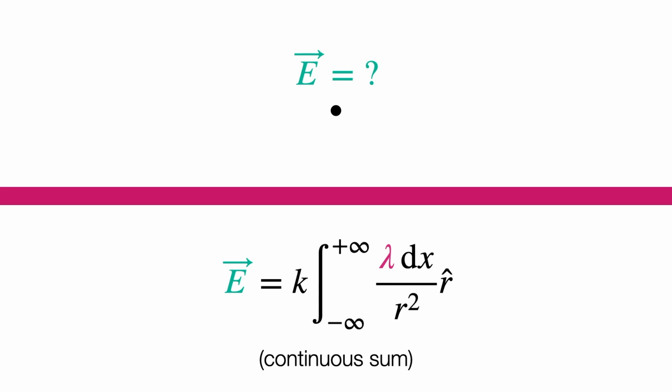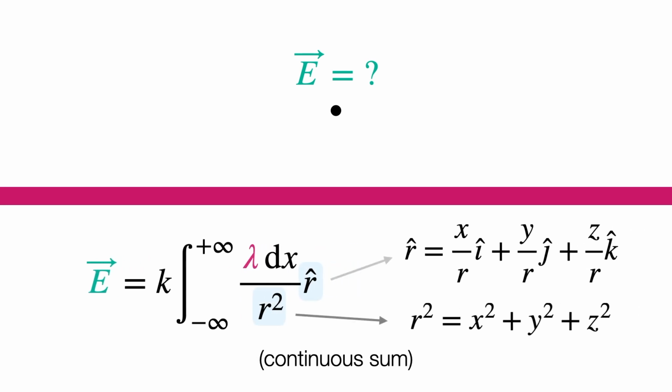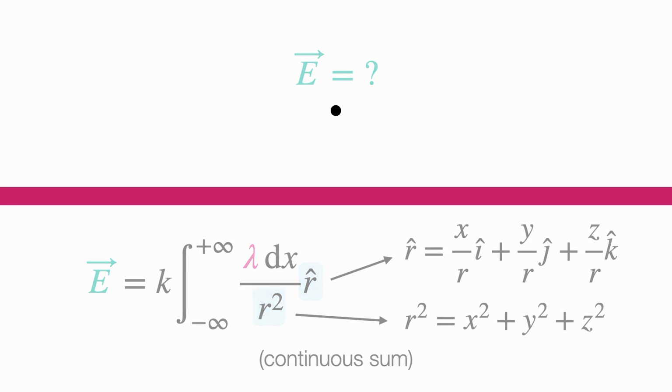One is to just forge ahead directly. Start writing everything in the integral in terms of x, and then just try to crunch our way to the solution. A better approach, though, is to first think about what we expect the answer to look like.